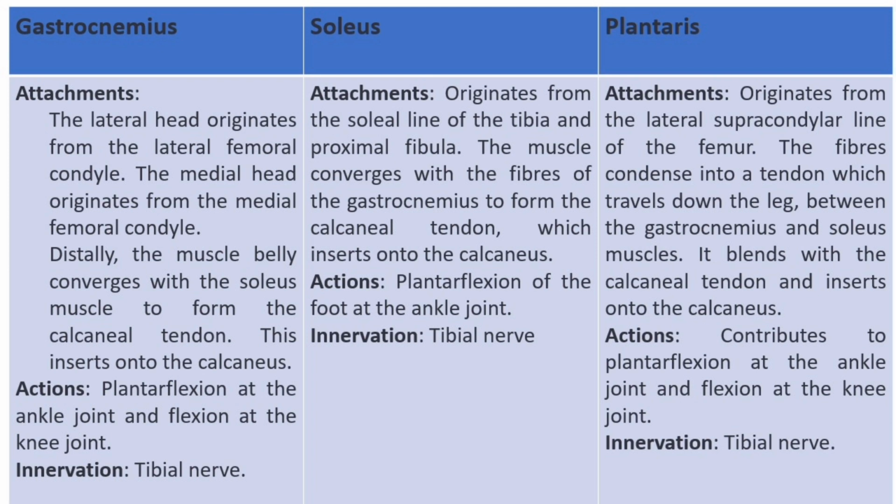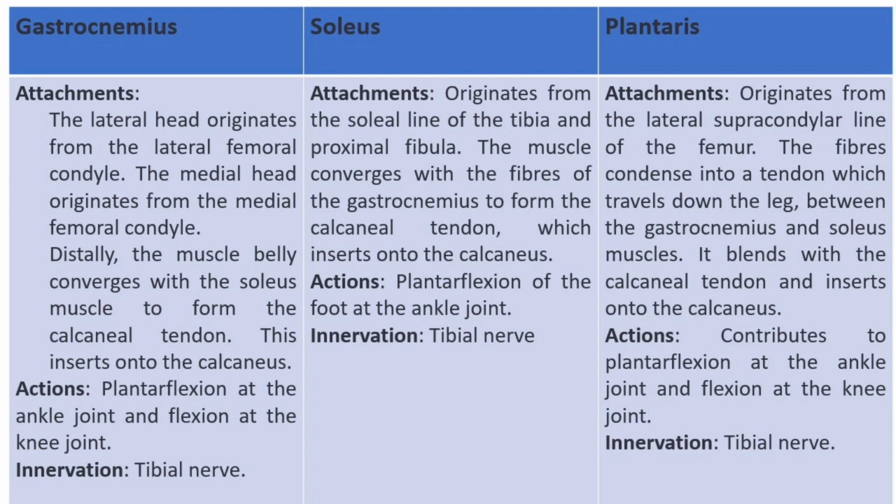Soleus. The soleus is a flat muscle located underneath the gastrocnemius. It gets its name from its resemblance to a sole, a flat fish. Attachments. Originates from the soleal line of the tibia and proximal fibula. The muscle converges with the fibers of the gastrocnemius to form the calcaneal tendon, which inserts onto the calcaneus. Actions: plantar flexion of the foot at the ankle joint. Innervation: tibial nerve.